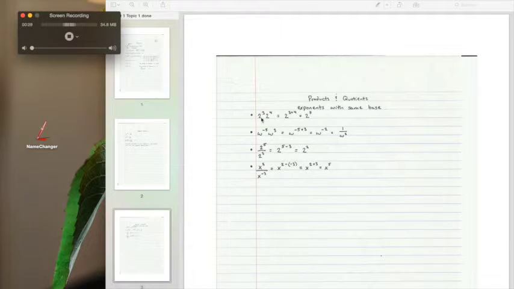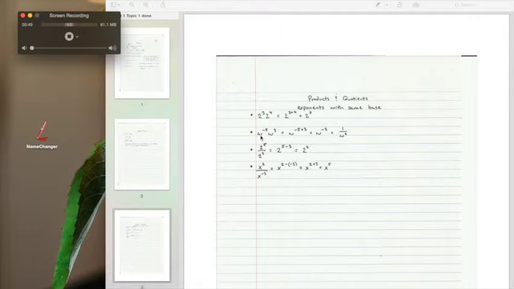If we want to multiply these, the process is actually very simple. When you multiply exponents that have the same base, you simply add the exponents and keep the base. So 2 to the power of 3 times 2 to the power of 4 is equal to 2 to the power of 3 plus 4, or 2 to the power of 7.